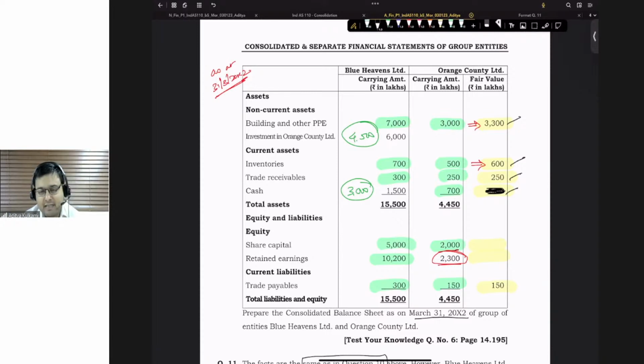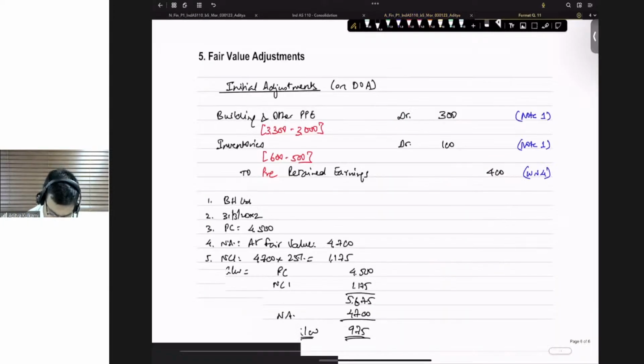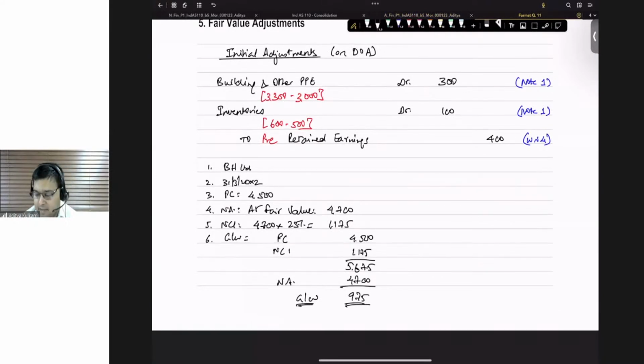So that is precious for us. So that is why we take a slightly long route to include each and every line item of the parent as well as the subsidiary. That is why we prefer that. But you can take the net worth and do it, which is exactly what we did in the 6-step method. Okay, so that is how you will be.